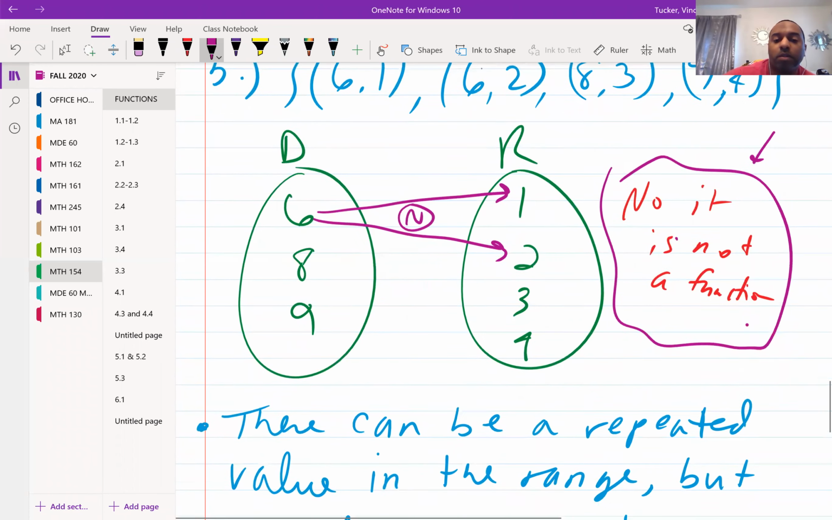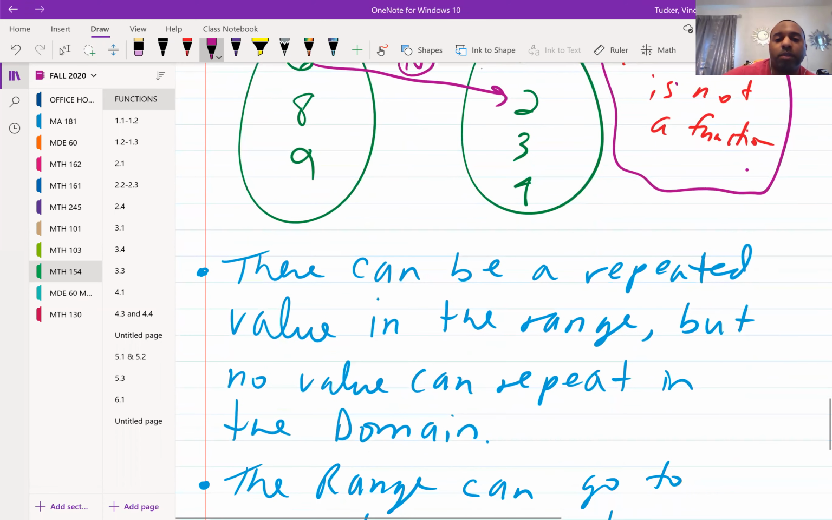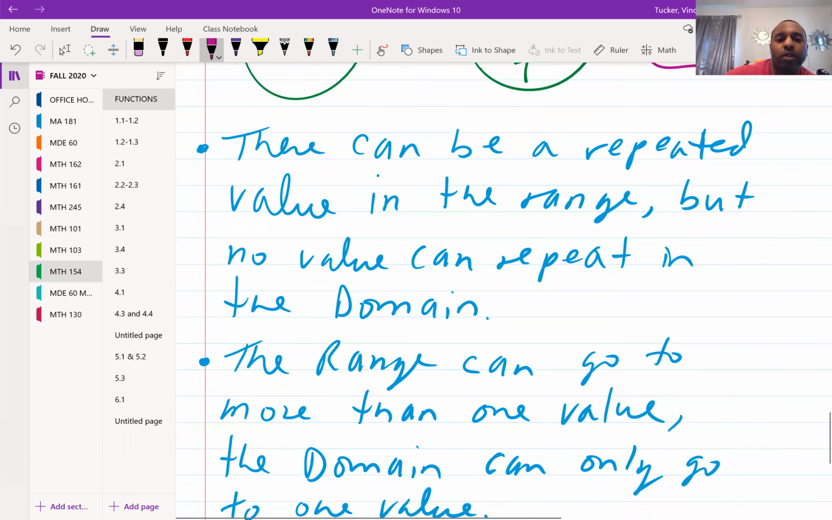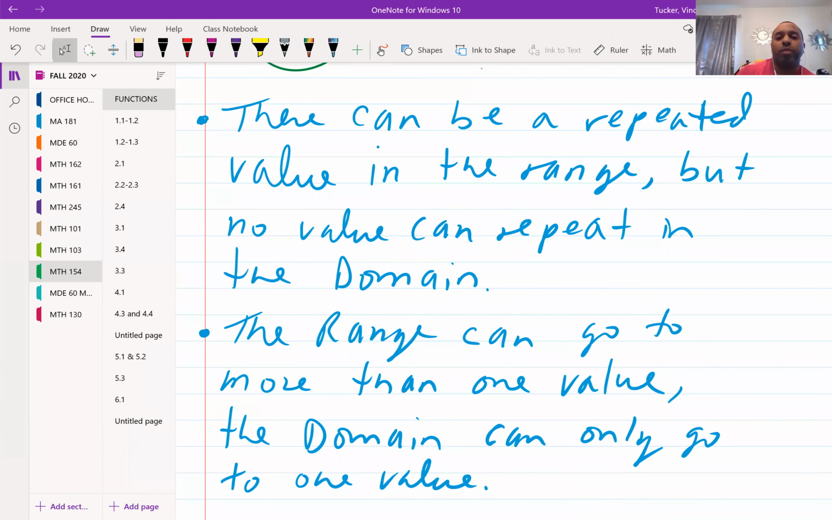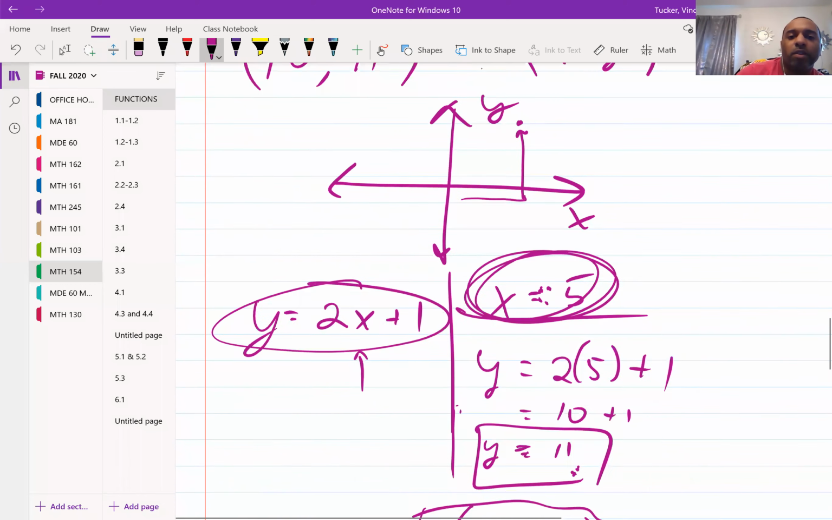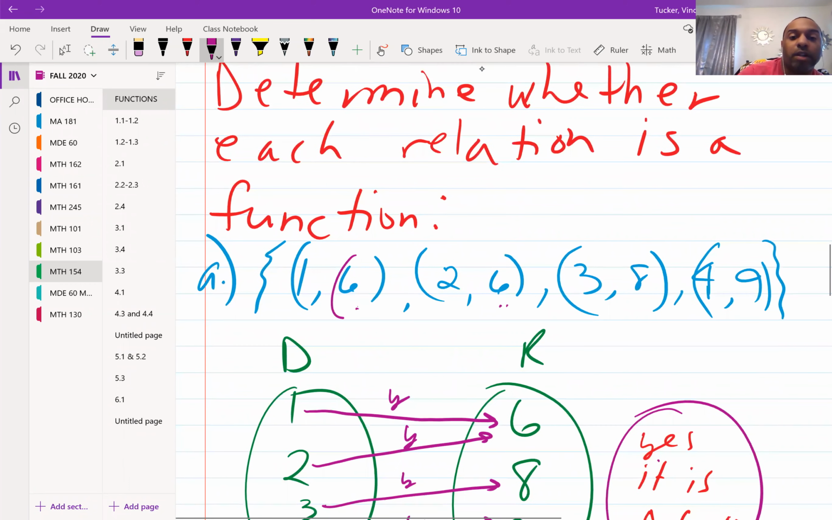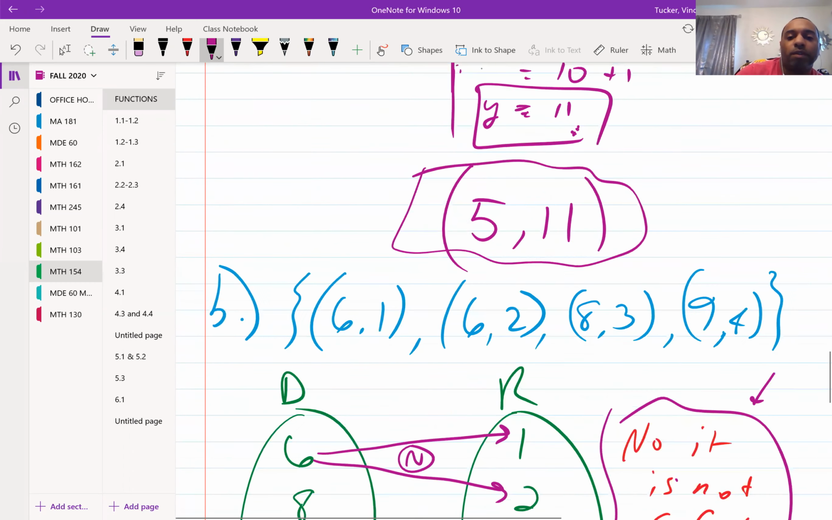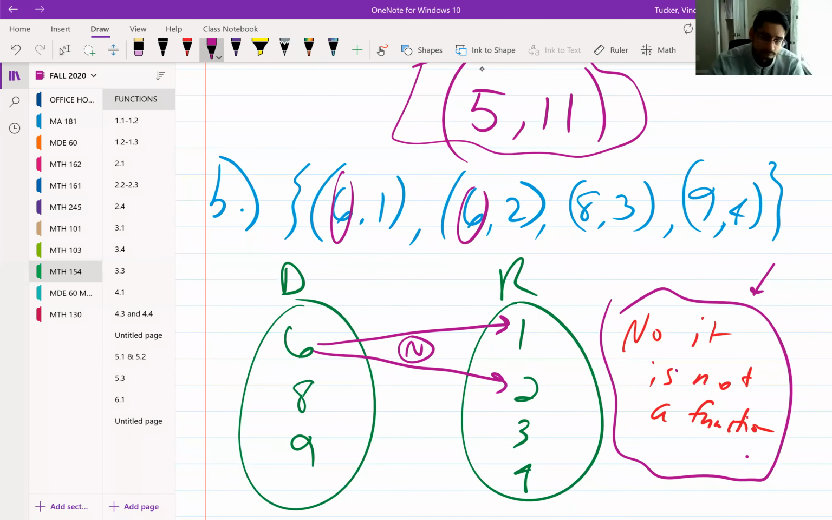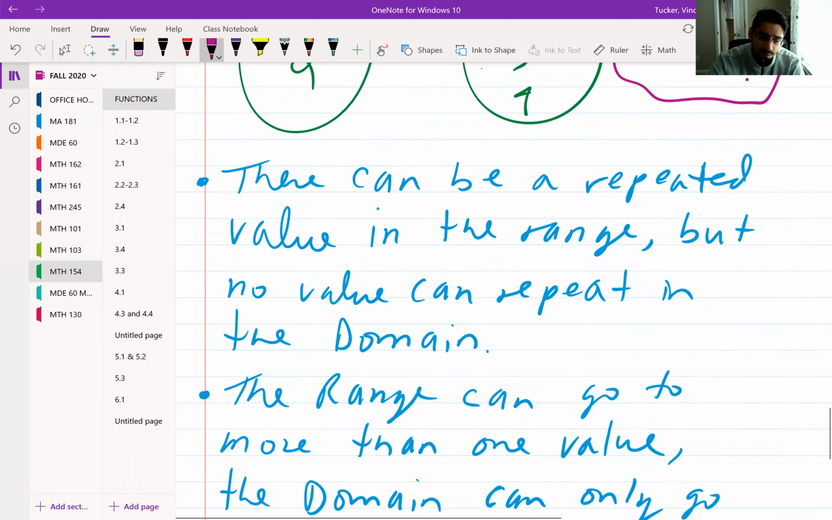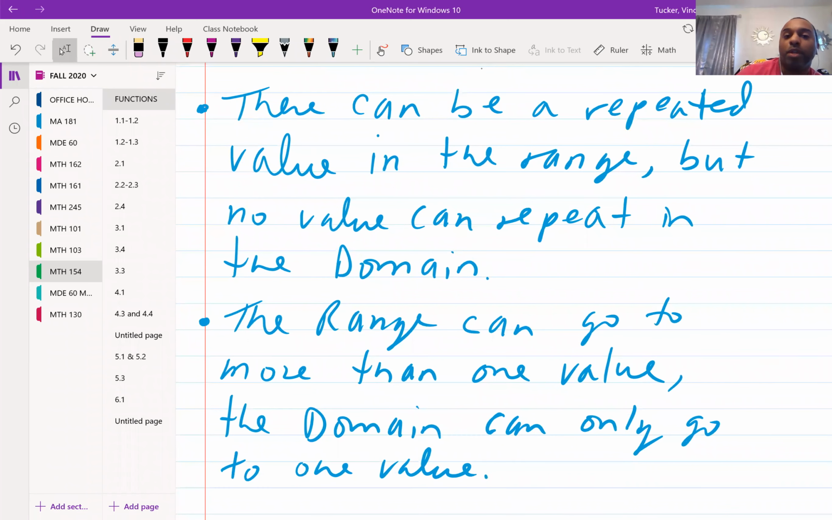All right. So just a couple of statements about what we just saw. First one, there can be a repeated value in the range, but no value can repeat in the domain. So real quick, what we mean by that is when it was a function, we had a 6 that was repeated in the range. When it wasn't a function, we had a 6 that was repeated in the domain. So just a general statement, there can be a repeated value in the range, but no value can repeat in the domain if you want it to be a function.